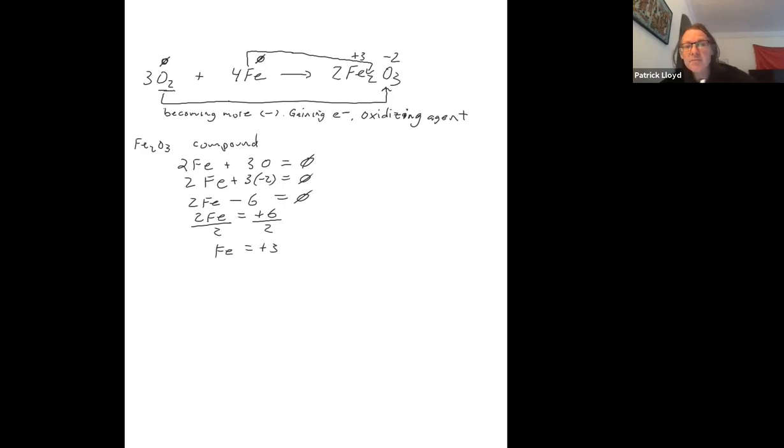Iron is becoming more positive. It's going from 0 to +3. So it's becoming more positive. So that means it's losing electrons. And by definition, that's called the reducing agent.